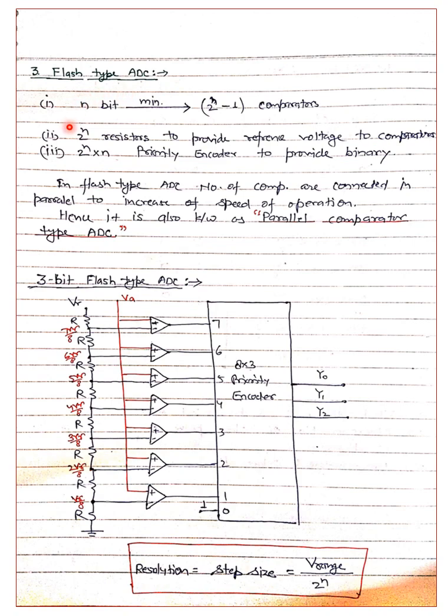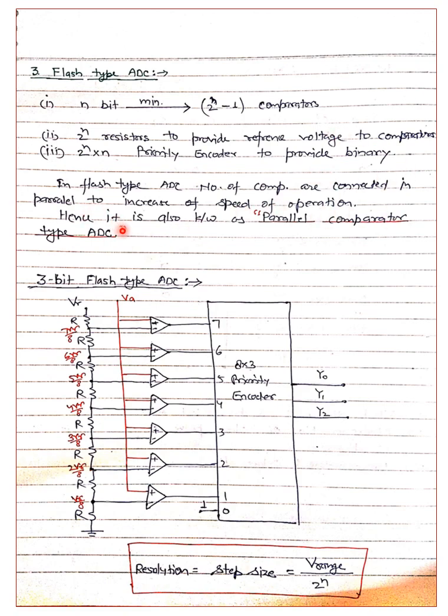If there is an n-bit converter, then minimum 2 raised to power n minus 1 comparators we need to construct this circuit. 2 raised to power n resistors we have to use to provide reference voltage to the above comparators, and we also need a 2 raised to power n cross n priority encoder to provide binary numbers.